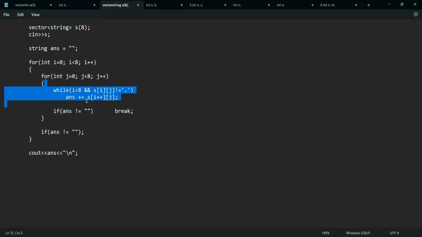There is no point checking again, right? So I'm breaking this loop, and here also, if the answer is not equal to an empty string, I'm breaking it. I'm breaking this loop, and finally I can print my answer.